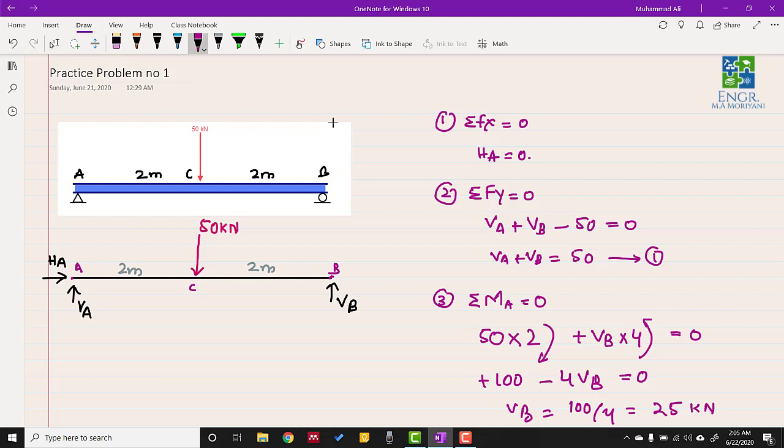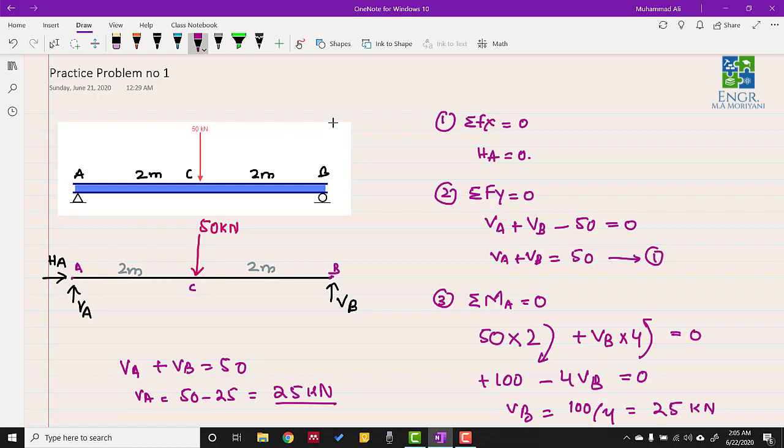Now if we put this value of VB in equation number 1, we will also get the value of VA. VA plus VB is equal to 50, and we know the value of VB, which is 25, so VA will be equal to 50 minus 25, so this will also be equal to 25 kilonewton. So the value of VA is 25 kilonewton and the value of VB is also 25 kilonewton.